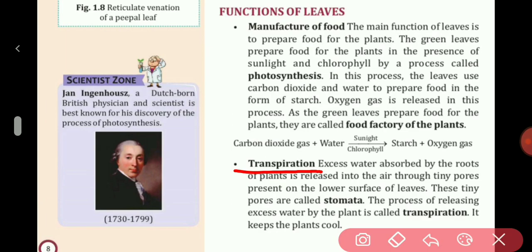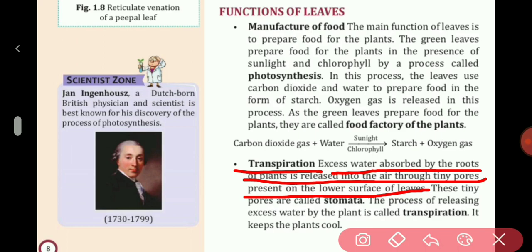Transpiration is the process of losing water in the form of water vapor through the stomata, which are present on the leaves. Excess water absorbed by the roots of the plants is released into the air through tiny pores present on the lower surface of the leaves. These tiny pores are called stomata, and the process of releasing excess water by the plant in the form of water vapor is known as transpiration.